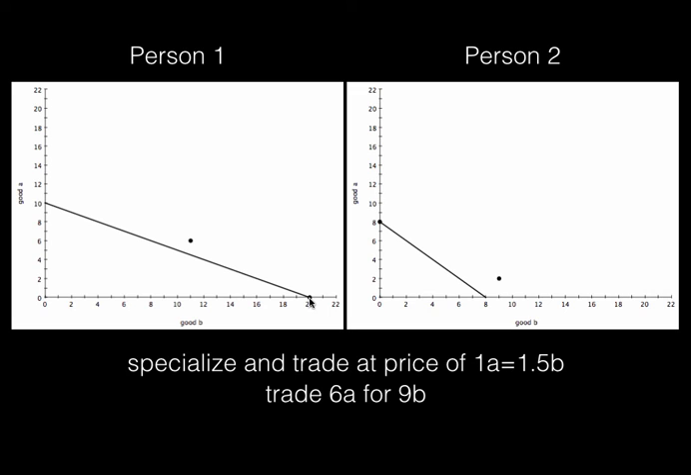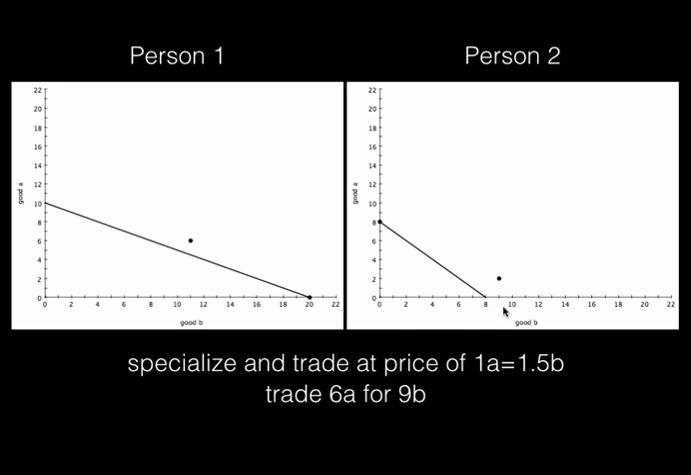Let me produce 20, then I'm going to trade 9 of them in exchange for 6A. And if we look at where that takes me, I'm going to have 9B over here in exchange for 6A, which puts me up here. So trade allowed me to go outside of my PPF, right? If I was just producing for myself, even though this guy had the absolute advantage in both, I can do better by specializing and trading and get to this point.